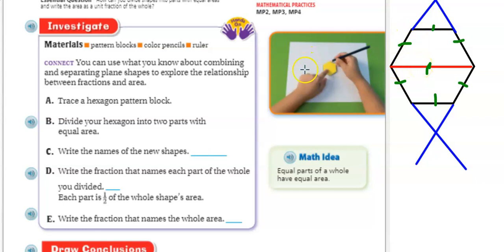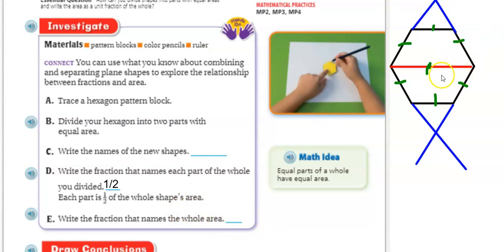Let's go to, then it says we divided it in half. Here was 1/2, 2 halves. So we could write, I'm not sure if I'm able to write a fraction here. So like if I did 1/2, so 1/2 would go right there. Make it small so you guys can see. All right, so there's our 1/2. We divided it in half. Each part is 1/2 of the whole shape's area.